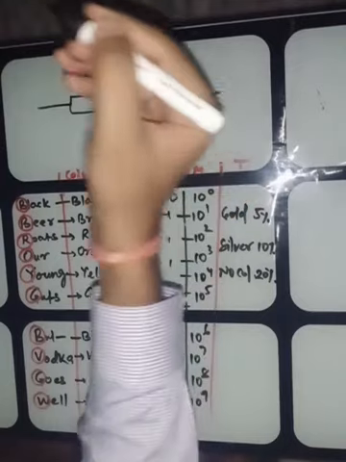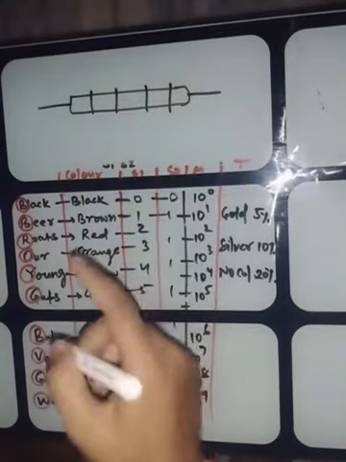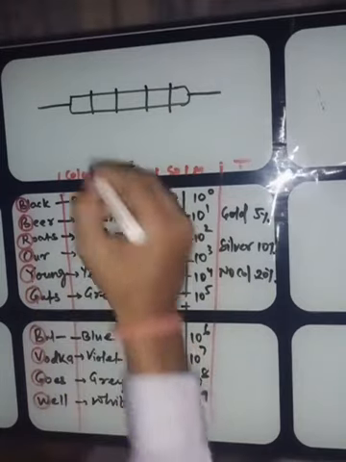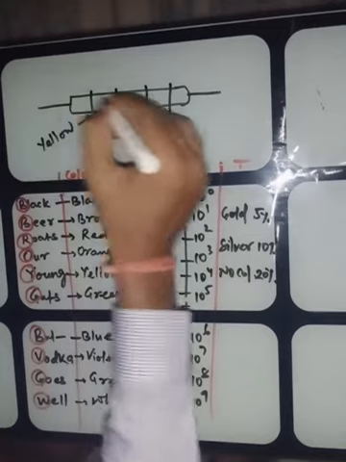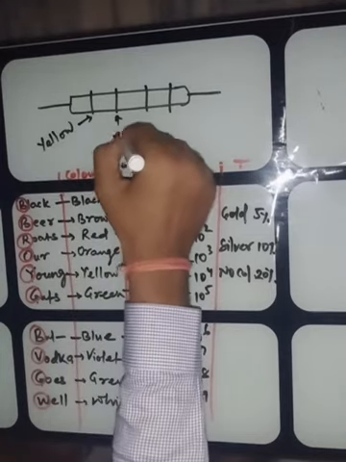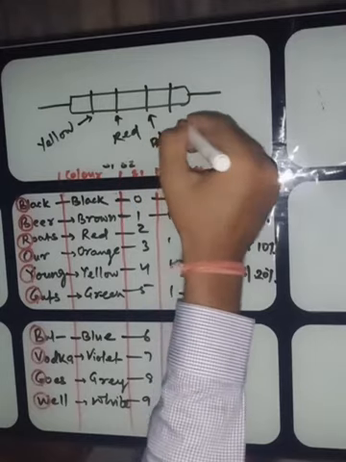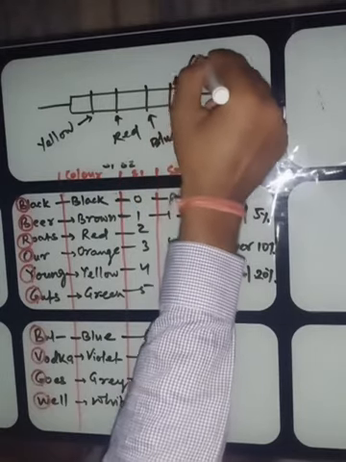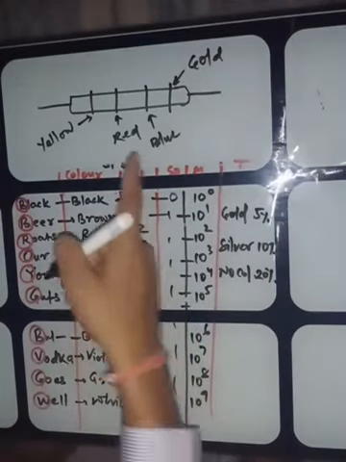You have to write the resistance of this one: the first ring, second ring, third ring, and fourth ring. The first ring, suppose it is yellow. The second ring, suppose it is red. And the third is blue. And the fourth one is gold. Okay. Can you find out the resistance of this resistor?